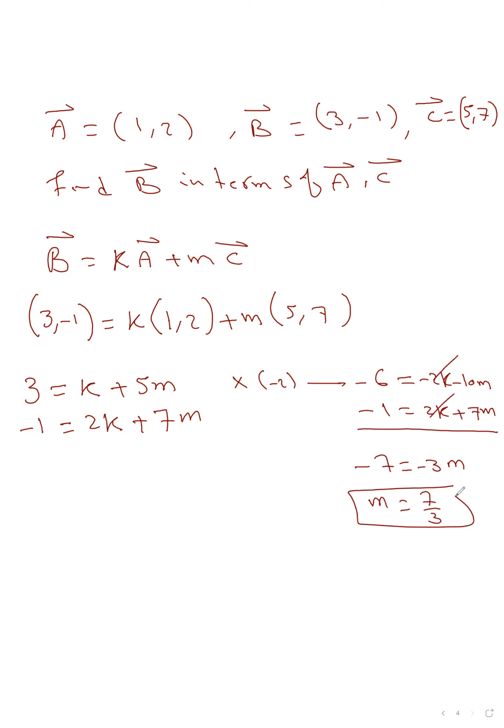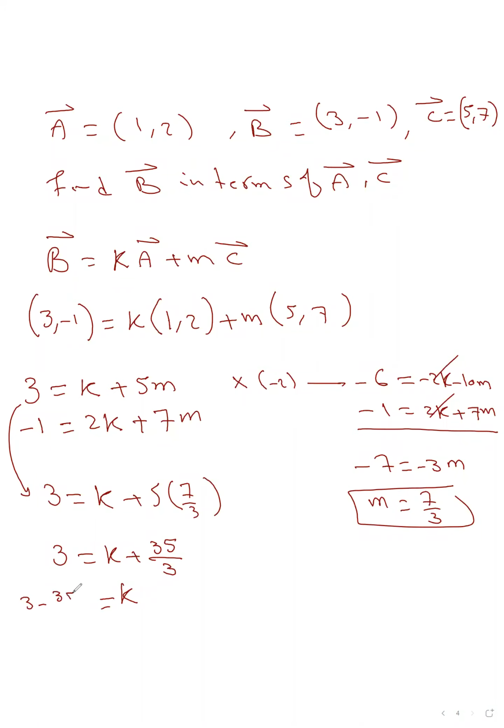And substitute in one of the equations, equation number 1: 3 equals K plus 5 times m, which is 7 over 3. So 3 equals K plus 35 over 3. So K equals 3 minus 35 over 3. K equals, find the result. It's okay. Understood, guys? Another question.